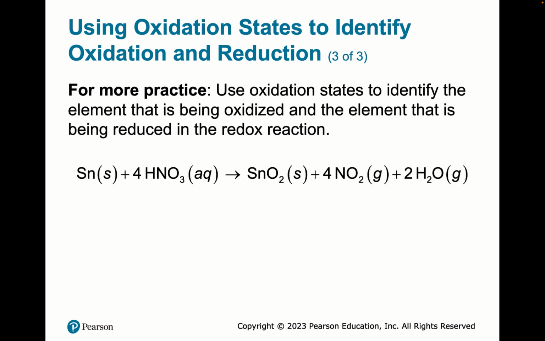So you can look at this. I actually like doing these. I know I'm weird, but tin is 0, hydrogen's +1, nitrogen +5, oxygen -2. On the other side of the equation, for tin it is +4, oxygen -2. Nitrogen in NO2 is +4, oxygen is -2. Water, hydrogen +1, oxygen -2. So you can go through and try that out.